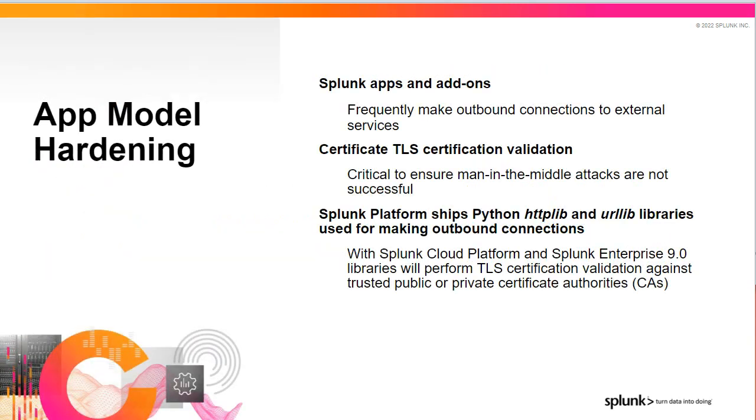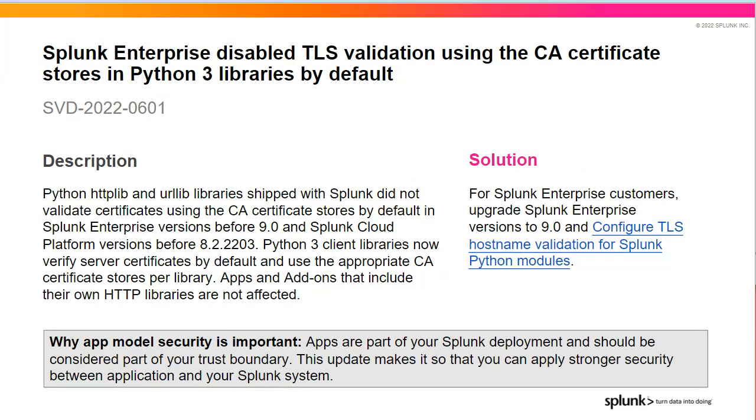I will now move on to security advisories concerning our app model. Splunk 9.0 includes several improvements to the security posture around the embedded Python shipped with Splunk Enterprise. This Python interpreter can be used by Splunk apps and add-ons to make outbound connections to external websites. With Splunk Enterprise 9.0, we will be introducing a feature that can enforce cert validation for all TLS connections made by app-related code.